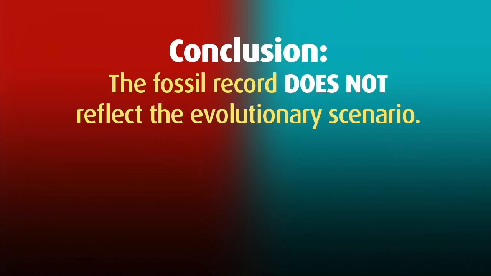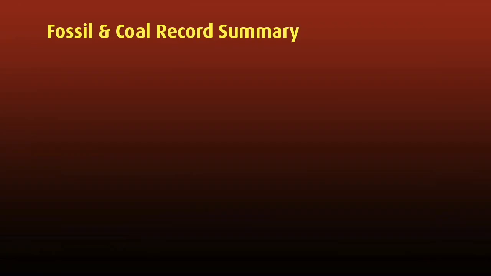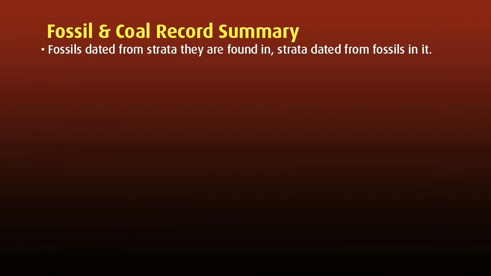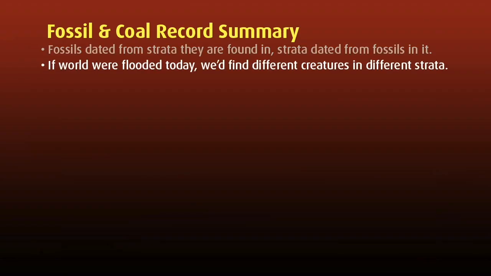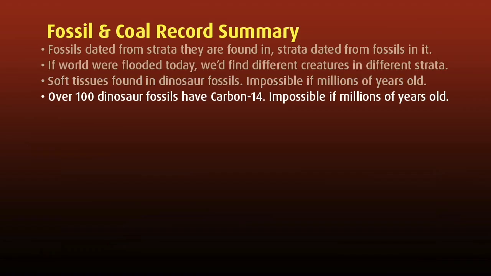The conclusion: the fossil record does not reflect the evolutionary scenario. Instead, the fossil record reflects the creation and the flood of Noah. So here's a little summary. Fossils are dated from the strata they are found in, and strata are dated from the fossils that are in it. Doesn't work. If we were flooded today, we'd find different creatures in different strata, so that doesn't prove anything in and of itself. Soft tissues are found in dinosaur fossils. That's impossible if they're millions of years old. Over 100 dinosaur fossils have carbon-14. Also impossible if millions of years old.